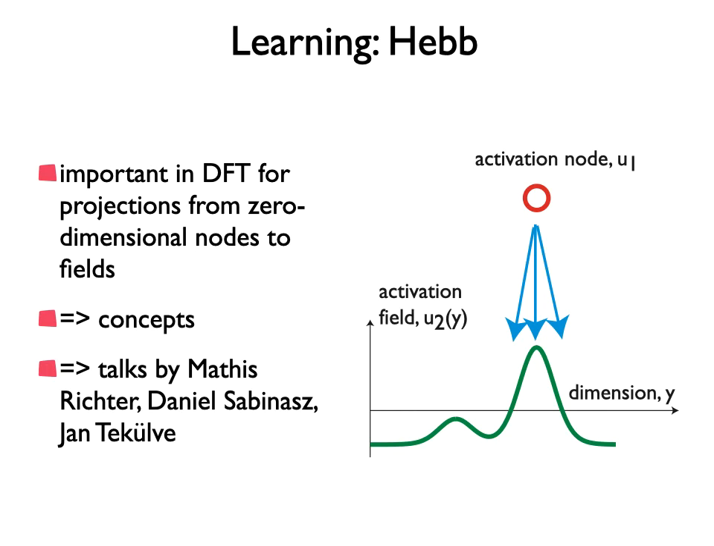I'll refer back to that, and Matthias Richter will be talking about that. And Jan Tekülve will be talking about that. For instance, a zero-dimensional field is a single node that is connected to a field through a set of connections, and we'll see how that node can come to be connected to a particular region where activation arises.